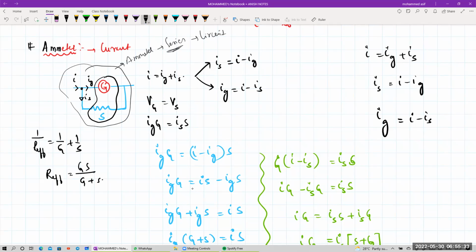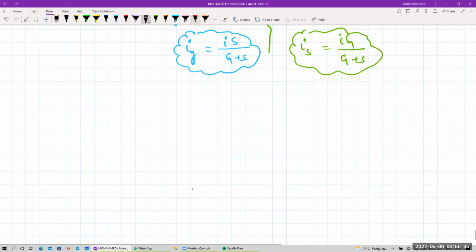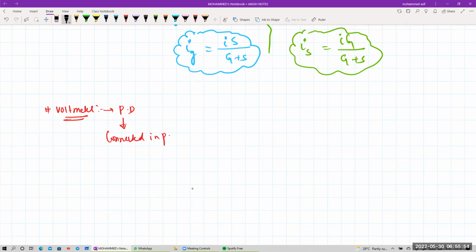In the same way, next one is about the voltmeter. How do you connect this voltmeter? Voltmeter is an instrument which is used to measure what? Potential difference. And it should always be connected in which combination? Parallel combination, connected in parallel to the circuit.